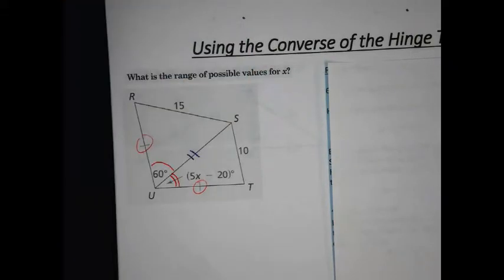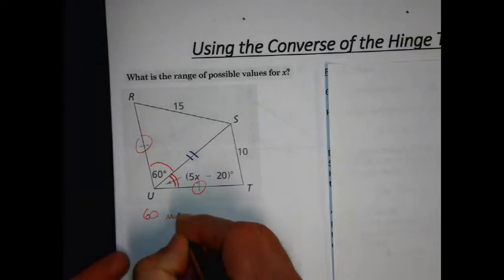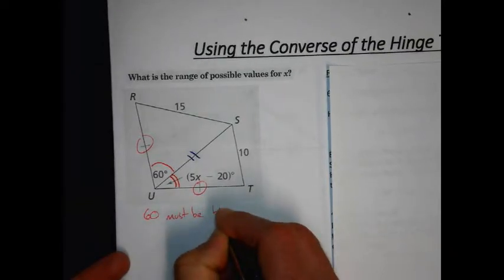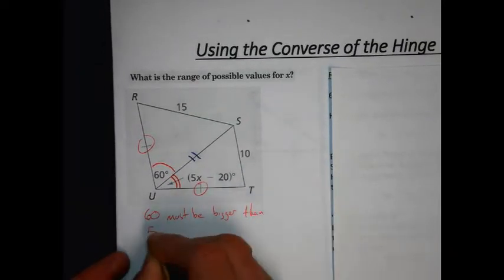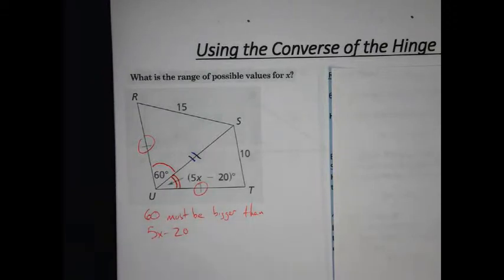So we already know 60 must be bigger than 5x minus 20. We've got to know that. Okay, so 60 must be bigger than 5x minus 20. I'll talk about something else in a second. But if we have that understanding, the rest is figuring out how do we translate English into math.